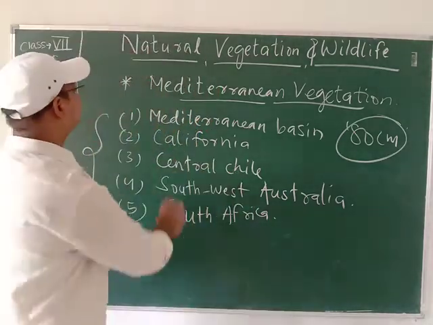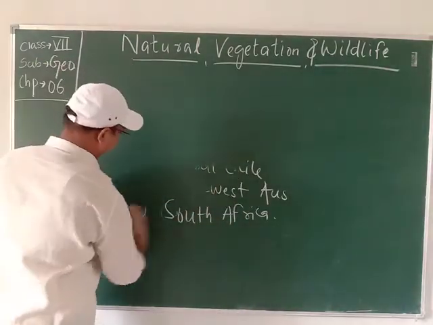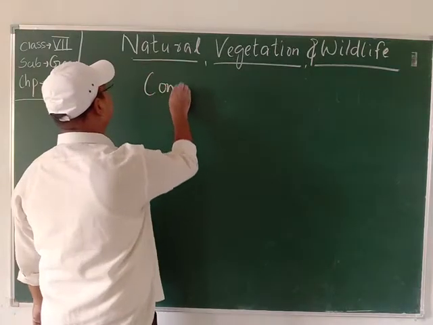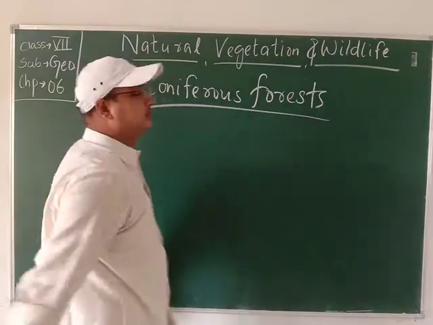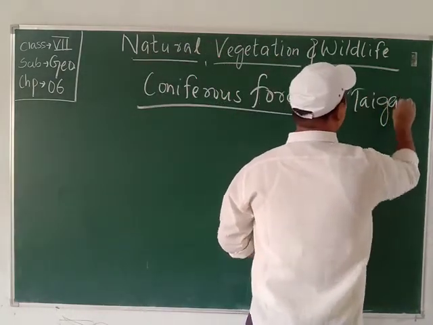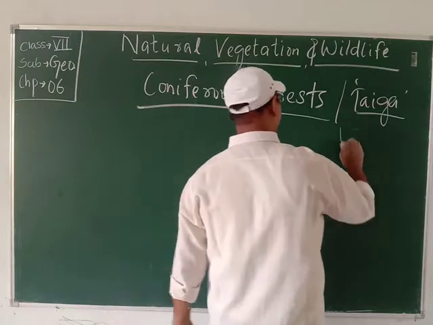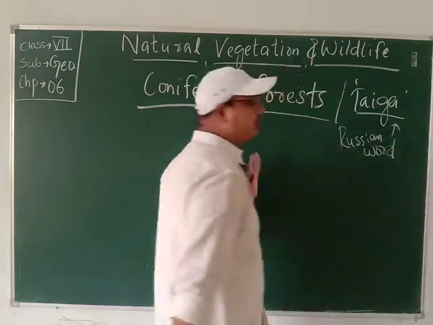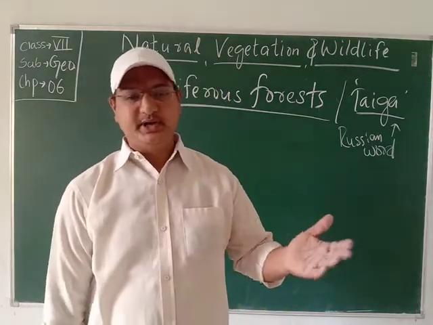And the next one, students, is the coniferous forest. Students, the coniferous forest or the taiga. I have told you about the taiga in the Uttara region. This is a Russian word used for coniferous forest. They are located in northern latitudes, mainly in Canada and upper parts of Asia and Europe.